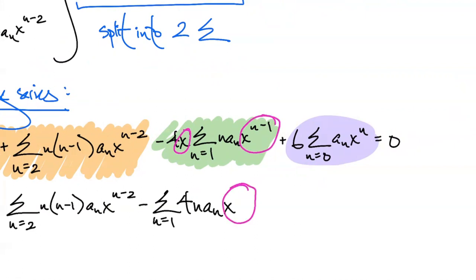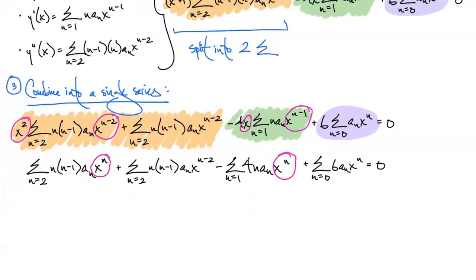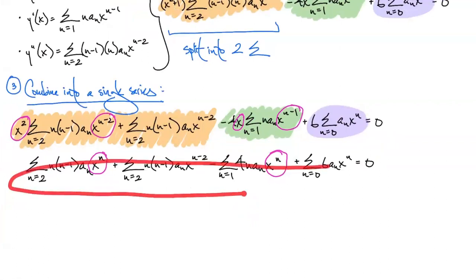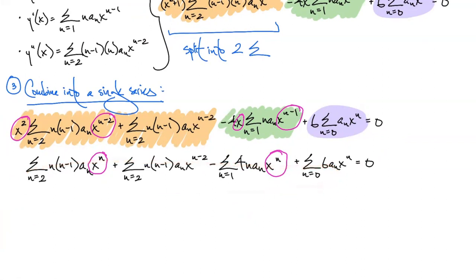N? Yeah, n minus 1 plus 1 is going to give us n. Good. All right, now the last one, I'm going to bump that 6 on the inside. So 6 a sub n x to the n. All right, so let's take a look at what we have so far. It looks like a lot of these numbers on the bottom, all the indices are kind of different. So that's going to have to change.